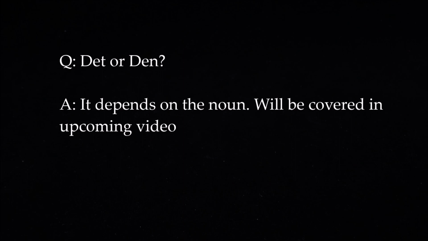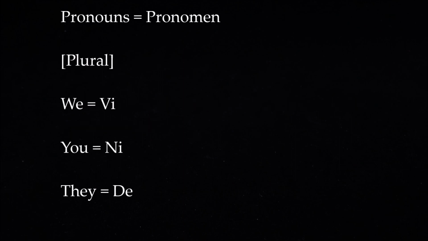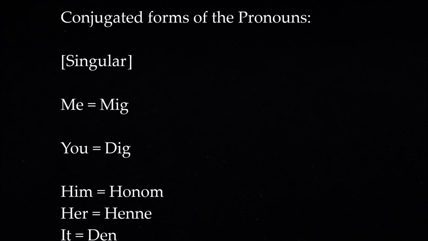Moving on to the pronouns in plural, we, you, and they. We is vi, while you is ni. They is de. And there we have the standard forms of pronouns. Then there are these conjugated forms of pronouns like me, you, him, her. Naturally, we're starting with the same pattern as before. Me is mig.